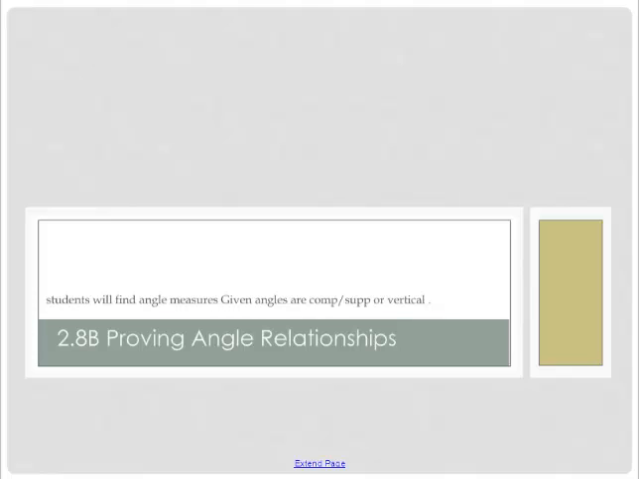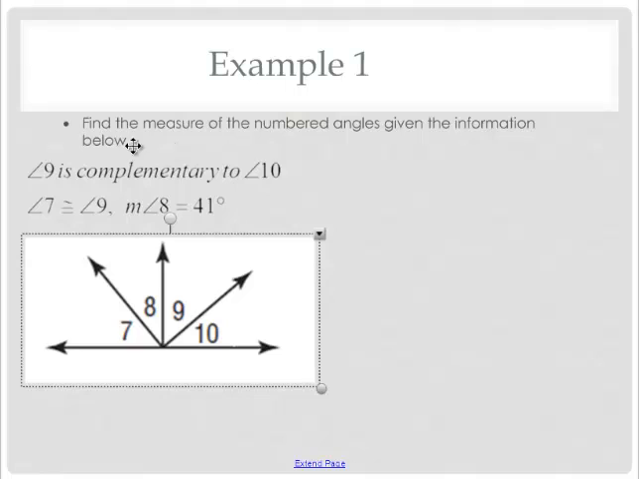Okay, so for this last video of Chapter 2, we're going to prove more angle relationships, but we're not going to use proofs this time. We're going to look at different types of problems where we're already given information. We're just kind of working through it on a picture. So let's go ahead and take a look at example 1.